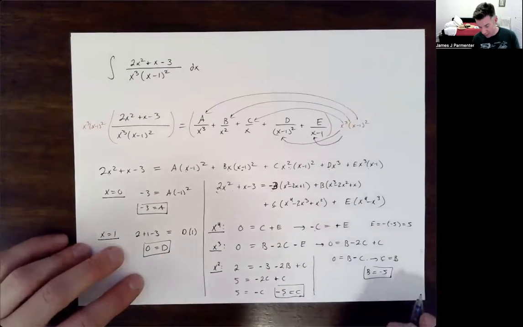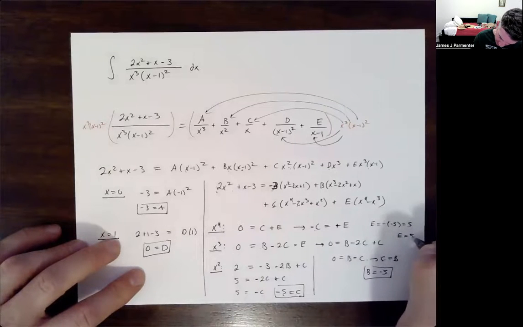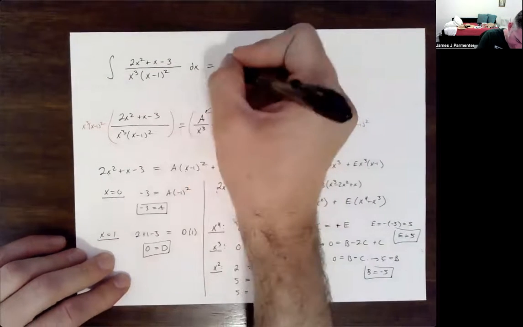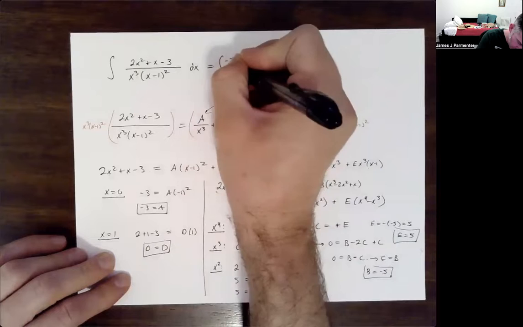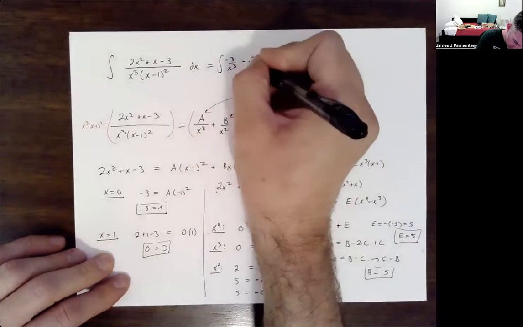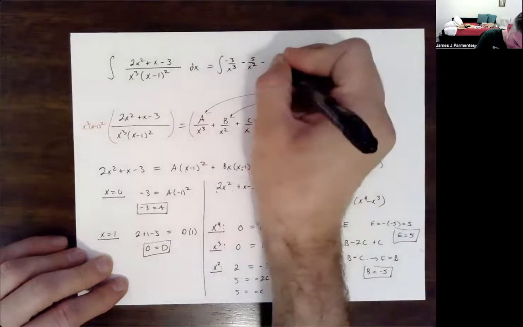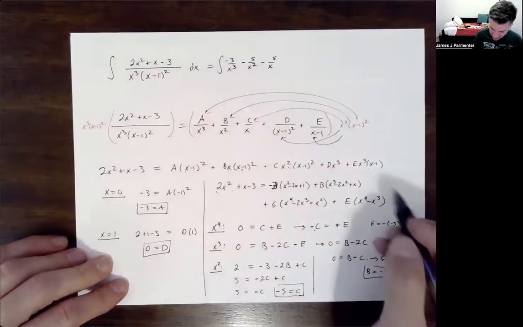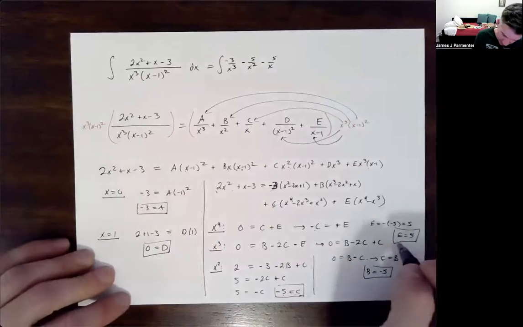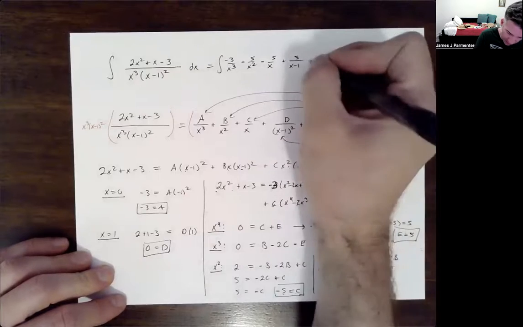Kind of terrible. But then we can totally rewrite our integral as the integral of negative 3 over x cubed, plus b, which was negative 5 over x squared, plus c, which was negative 50 over x, plus, and that just happened randomly, like I made this up on the fly, and then plus e over x minus 1.